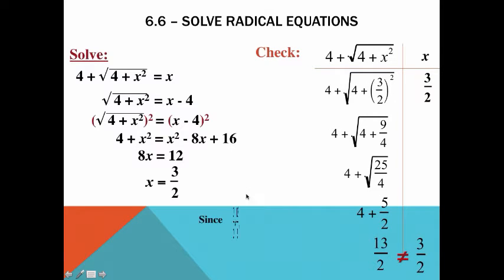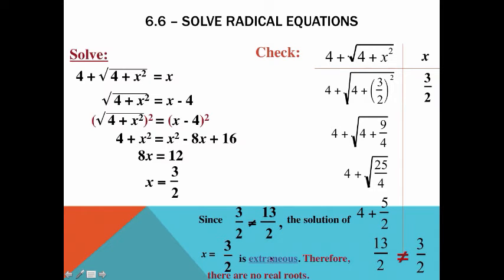Therefore, x equals 3 over 2 is what we call an extraneous solution, meaning there are no real solutions for this problem. So even though we worked it out and we got an answer, it's not a real answer, so you would be able to cross it out and then box no real solutions for this particular problem.